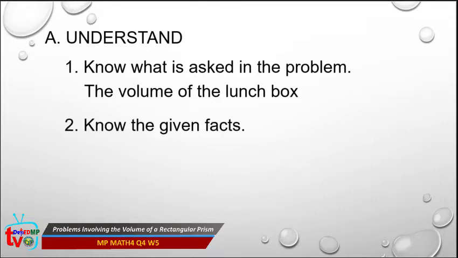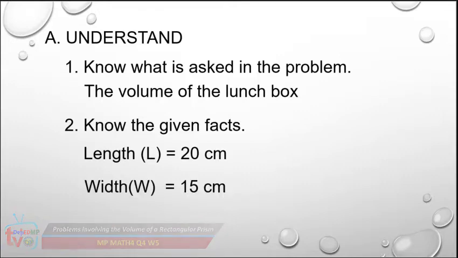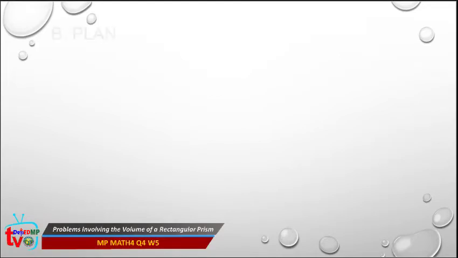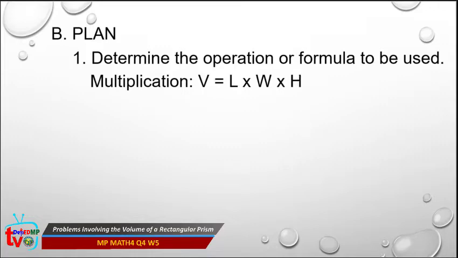Number 2, you should know the given facts. The length of the lunchbox is 20 centimeters. The width is 15 centimeters and its height is 10 centimeters. The next step is for you to plan. You should determine the operation or formula to be used. The operation or formula that we should use in the problem is multiplication, wherein we multiply the length, the width, and the height to get the volume.